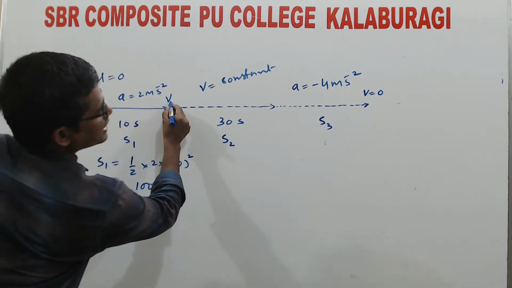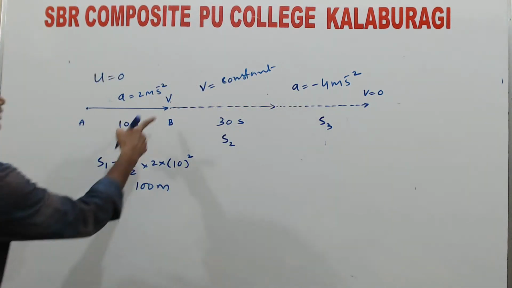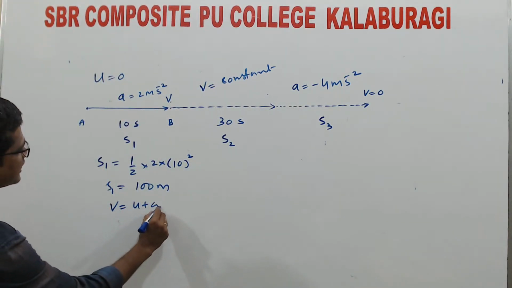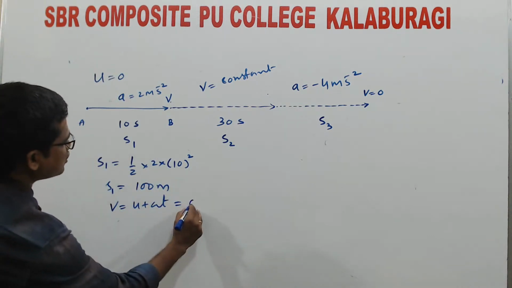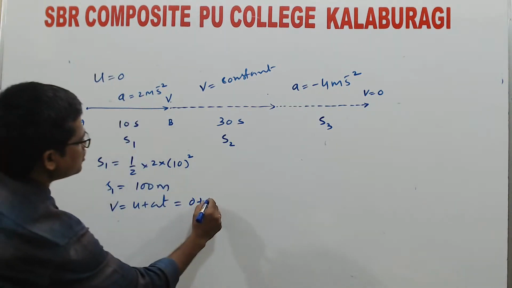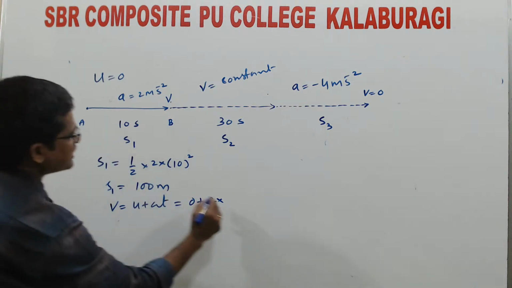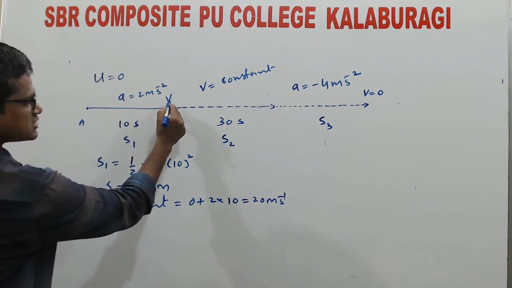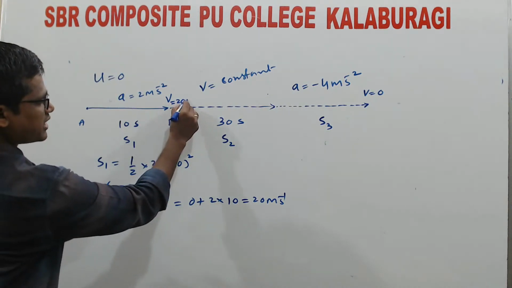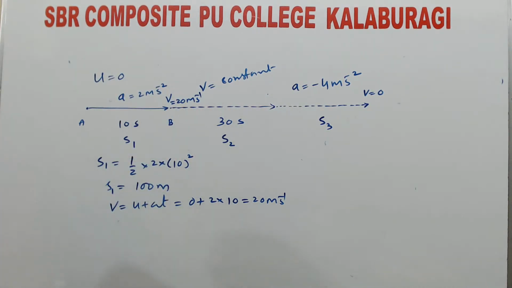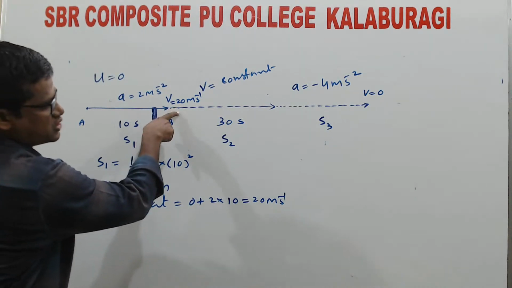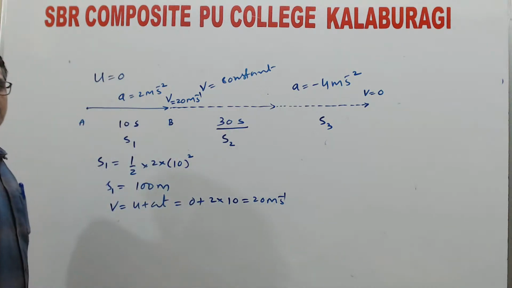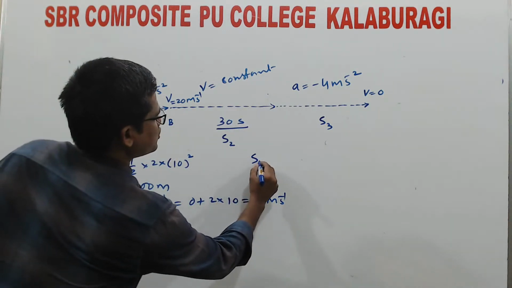Because the same velocity is maintained for the next 30 seconds. What is V? I'll find V using V equals U plus AT. What is U here? 0. Plus, here to here, what is acceleration? 2. Here to here, what is the time taken? 10. So it will be 20 meter per second. What is the velocity by the time it comes here? 20 meter per second. Now with the same 20 meter per second, it goes some distance S2 over the time 30.